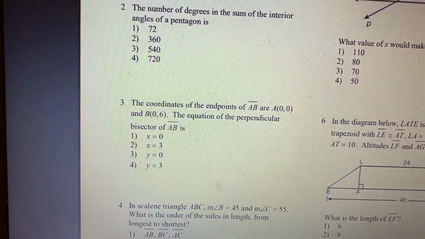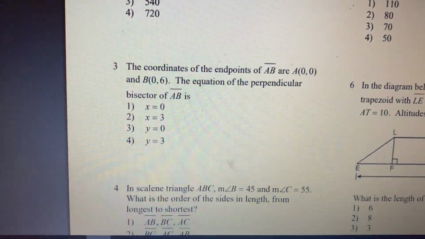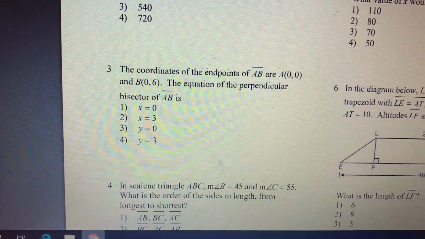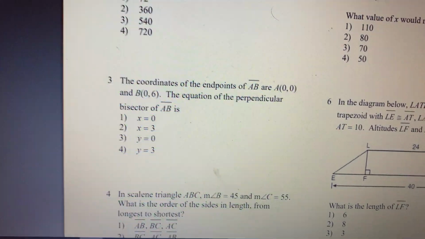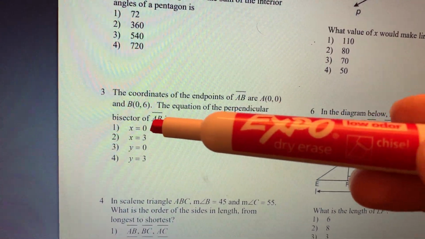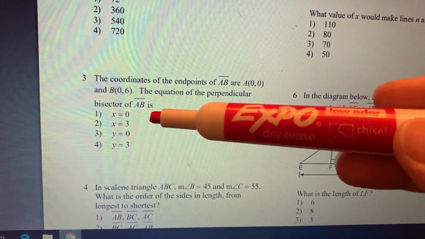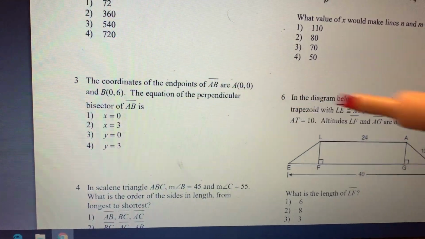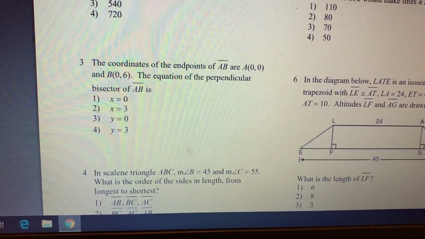Equation of the perpendicular bisector. So, again, those don't look like equations, but those are equations for lines that we would draw on the coordinate plane. For example, x equals 0. Every point on that line, the x coordinate is 0. So 0, 0, 0, 1, 0, 2, so on, so on, so on.